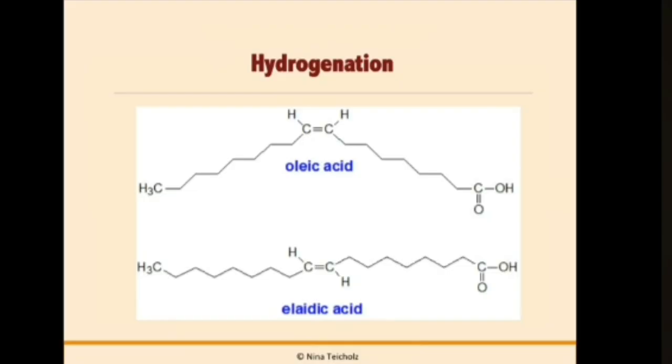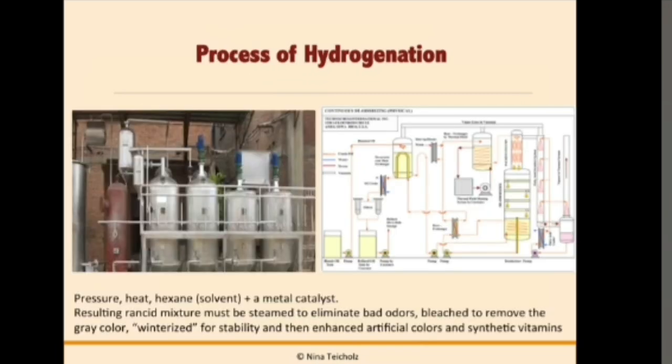And they did this through a process called hydrogenation. So they took oleic acid. This is one of the polyunsaturated fats. Actually, that's not a polyunsaturated fat. That's a monounsaturated fat. But anyway, the idea is they straighten it out through a process called hydrogenation. And hydrogenation is a very complex process that involves huge factors.